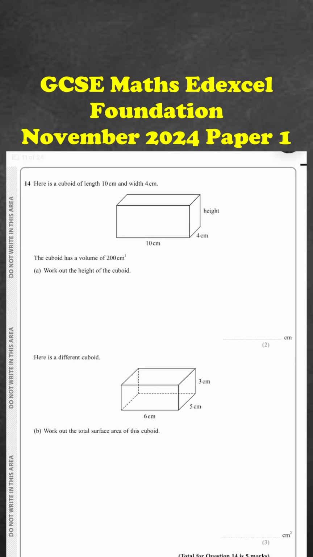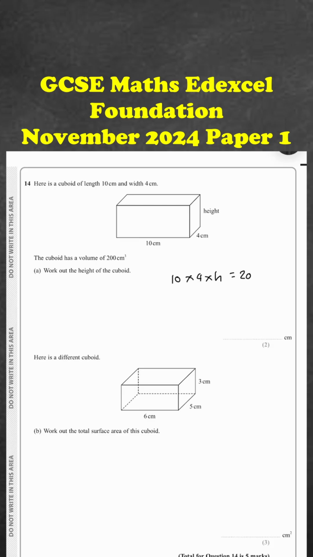Question number 14. Here is a cuboid of length 10 centimetres and width 4 centimetres. The cuboid has a volume of 200 centimetres cubed. Work out the height of the cuboid. So to work out the volume of a cuboid, you need to do 10 times 4 times height.